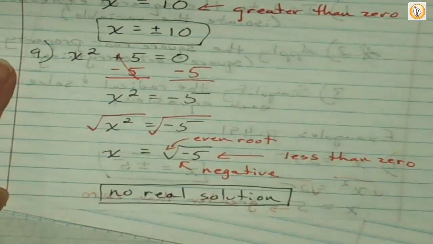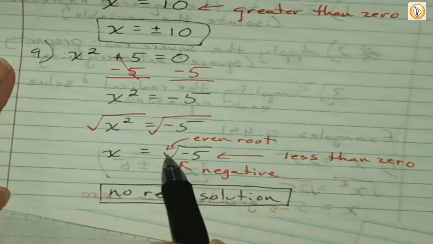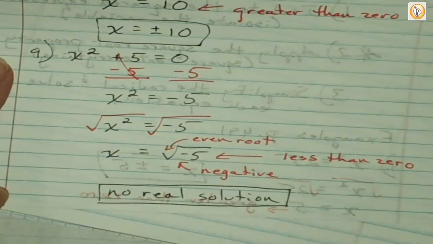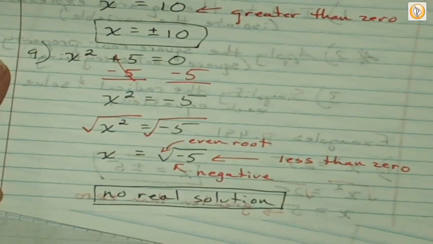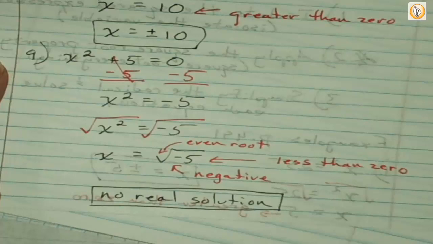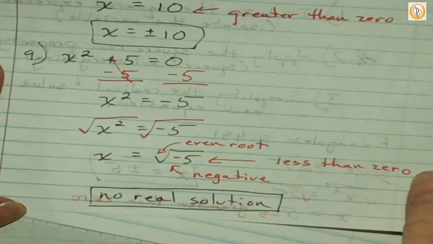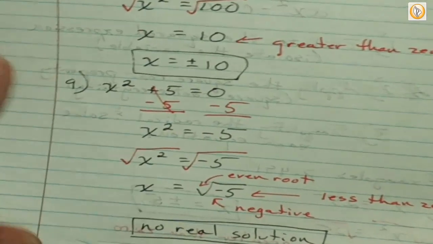Any questions? What was the first thing you said? That the x is even? No, right here. The root is even, and the radicand is negative. Cecilia, do you have all this? All right. Do you have all this, Emily? All right.